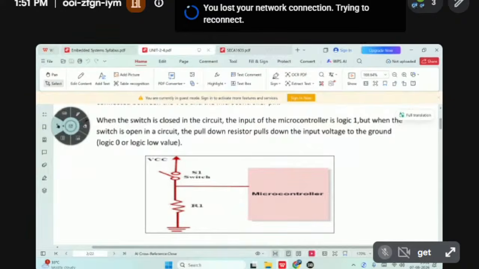After this, what is the resistor? It will oppose the flow of electrons, or it may reduce the voltage. It will reduce the voltage, or it will reduce the current, right? So once again, we have two types. One is the pull up resistor and the second one is the pull down resistor, right?